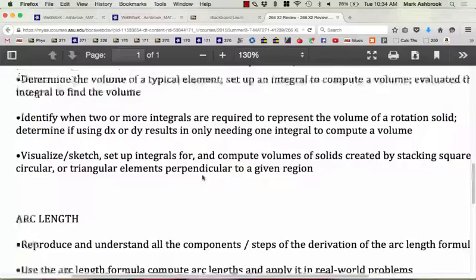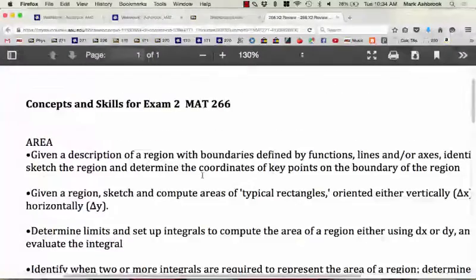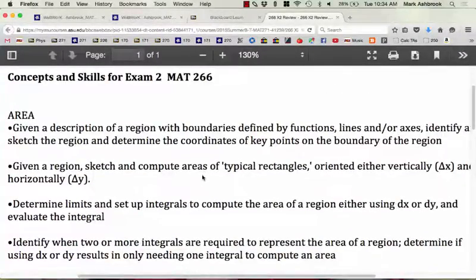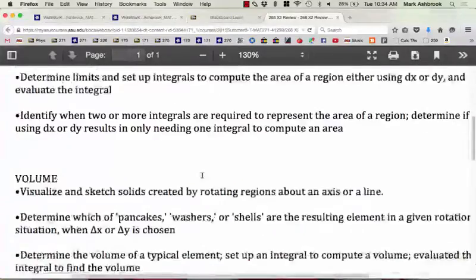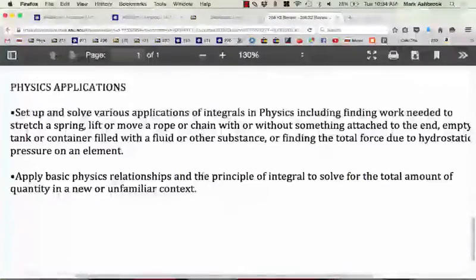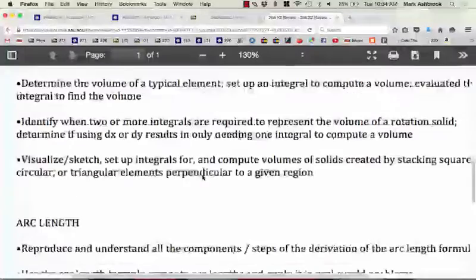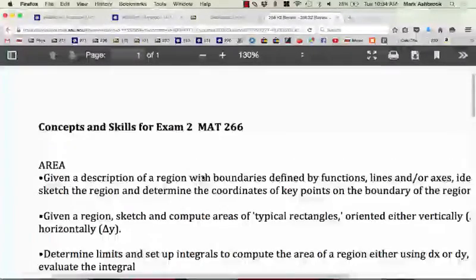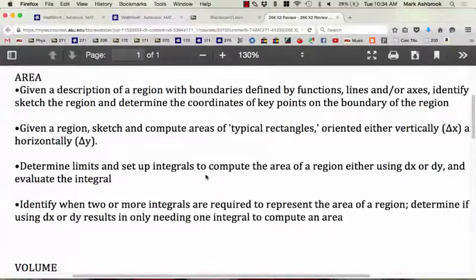But like I said, this reflects how we approach the material, what we focused on in class. This review outline is what you should be thinking about in terms of expectations for the exam. Okay?